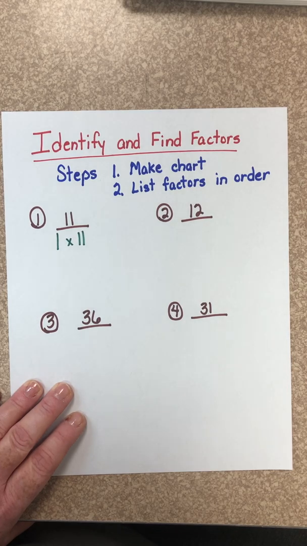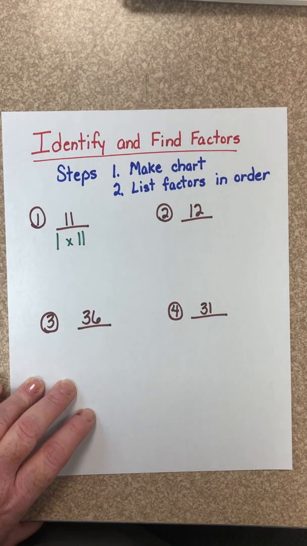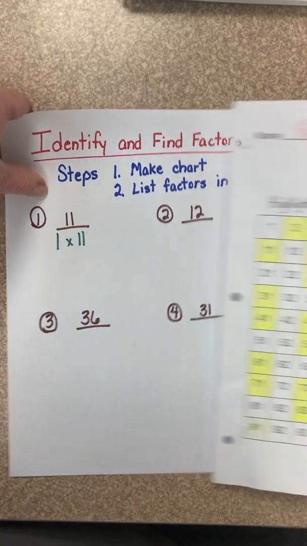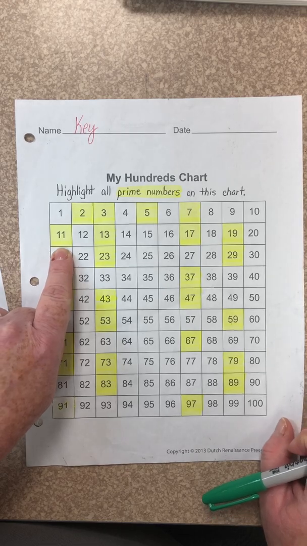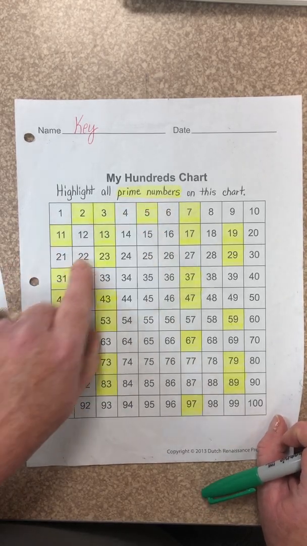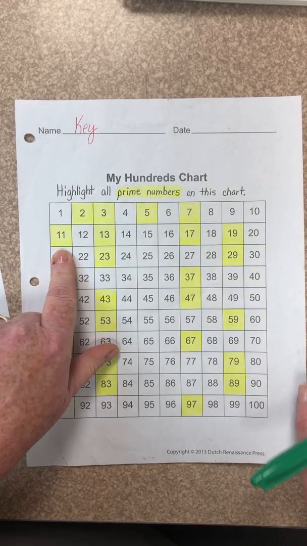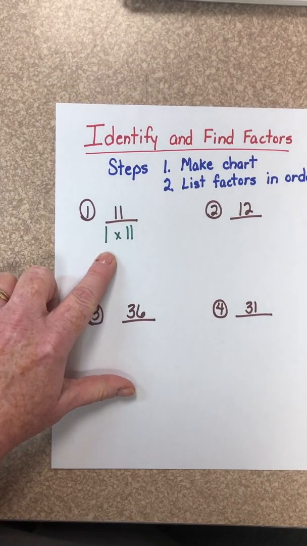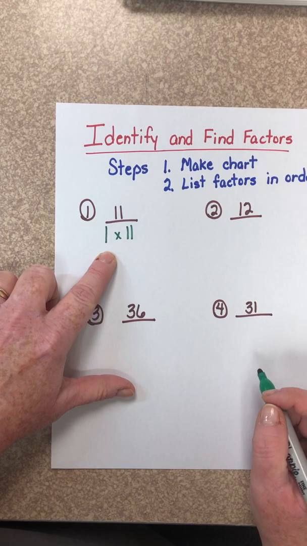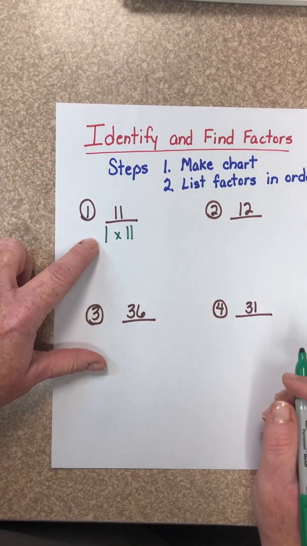So if I look back at the hundreds chart that we looked at in the last video, we will notice that 11 is highlighted, meaning that it is a prime number and it should only have two factors. And here we see it does have only two factors. So we made the chart, which is quite small here.